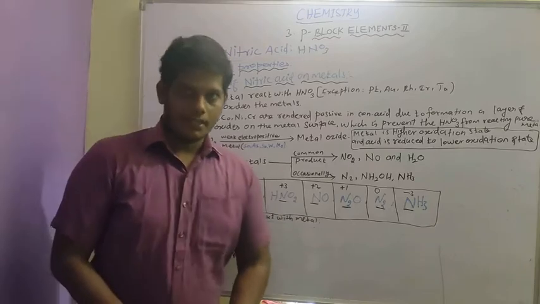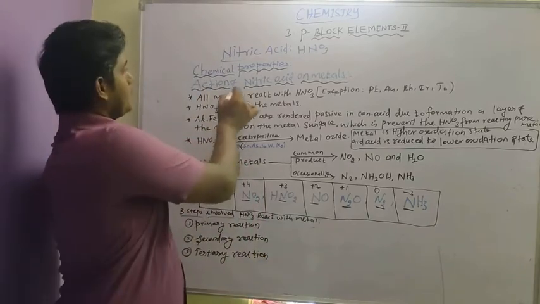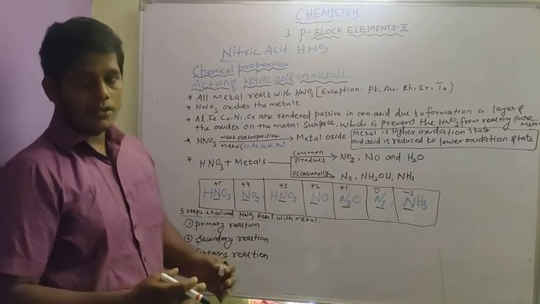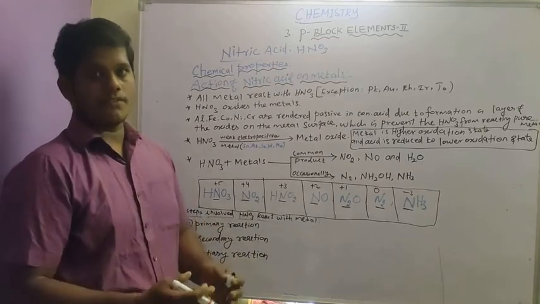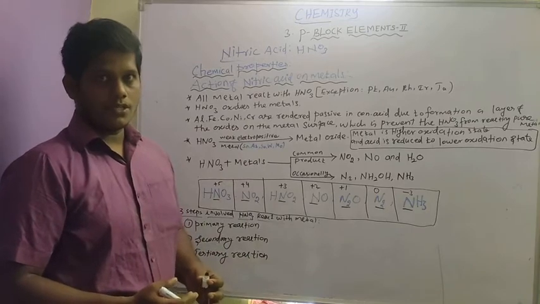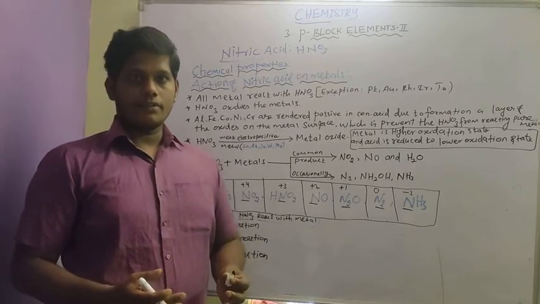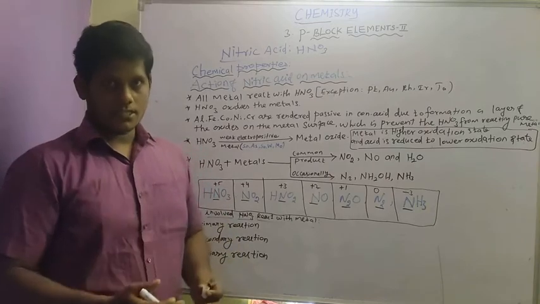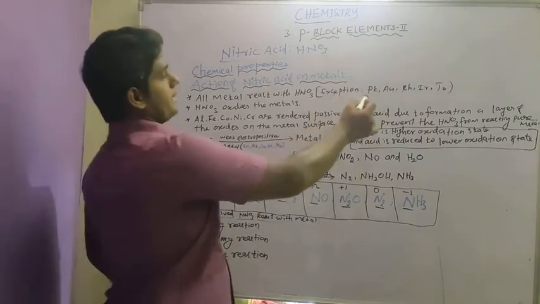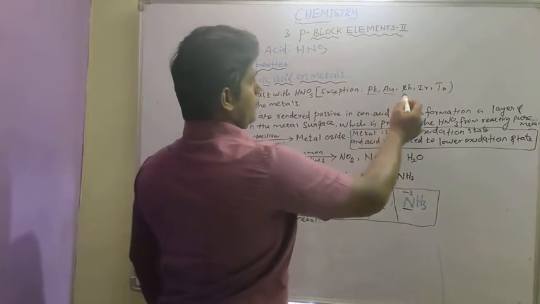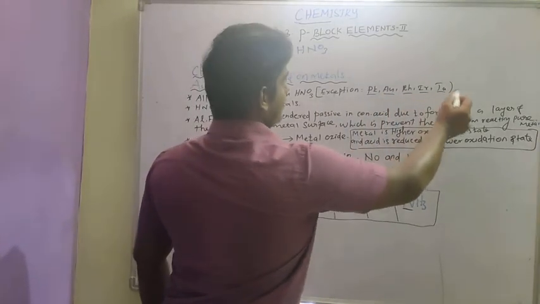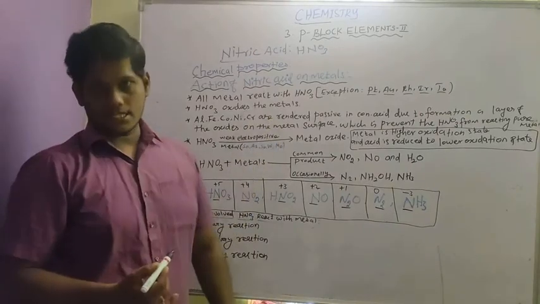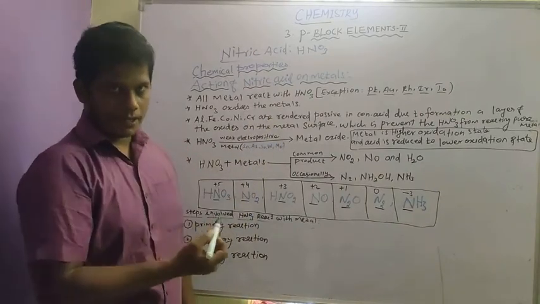So now another property is the action of nitric acid on metals. That means when a metal reacts with nitric acid, what happens? Generally all metals react with nitric acid, but there are some exceptions like platinum, gold, rhodium, iridium, tantalum. These are the elements that do not react with nitric acid. Okay, so that is the first important point.